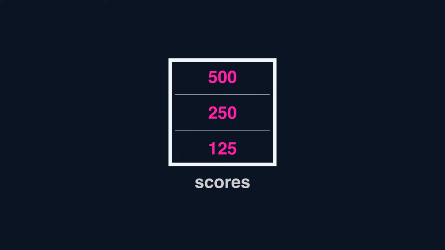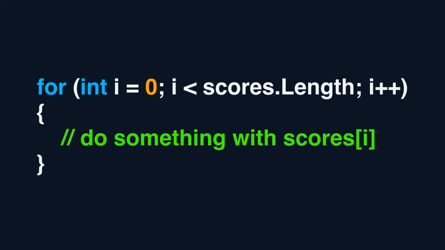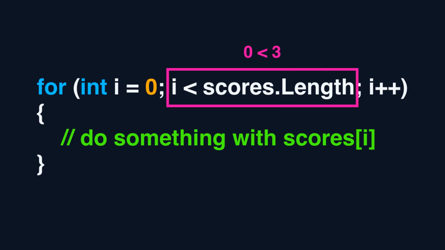Let's suppose we want to iterate through this course list and do something with each value. Let's see how this would work. The loop starts with initialization. It declares a new variable with an initial value of 0. Then it checks a condition defined in the termination code. The variable, which is 0, is less than the array's length.